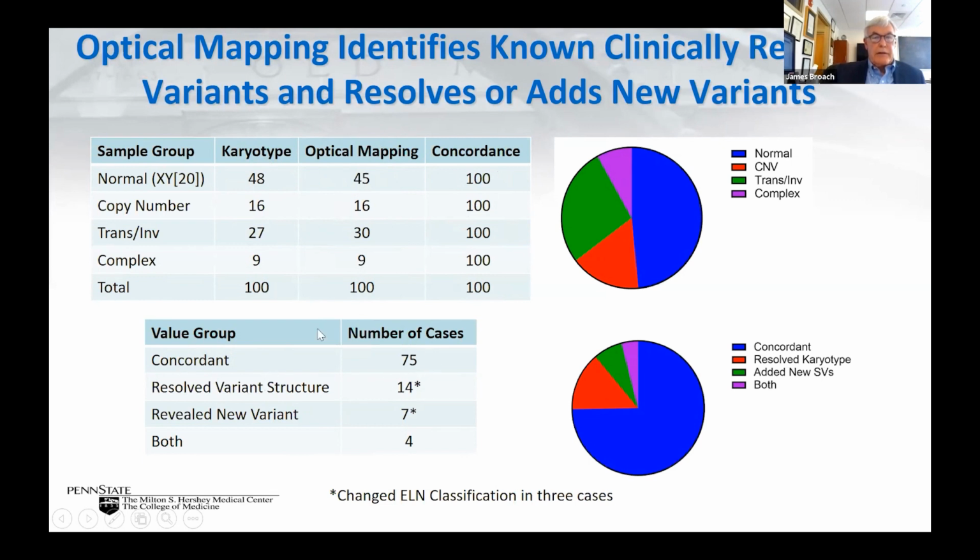But in addition, besides concordance with the BioNano, in 14 cases the BioNano resolved variant structures that were ambiguous by standard karyotyping or other technologies, revealed new variants in some of the cases, or both. And in 3 of these cases, these new observations changed the ELN classification either from a high risk to an intermediate risk or vice versa. So the data that we obtained from BioNano was both concordant with everything that's seen by karyotyping, but adds additional new information, in many cases those that would in fact impact on the prognosis and treatment selection for those patients.